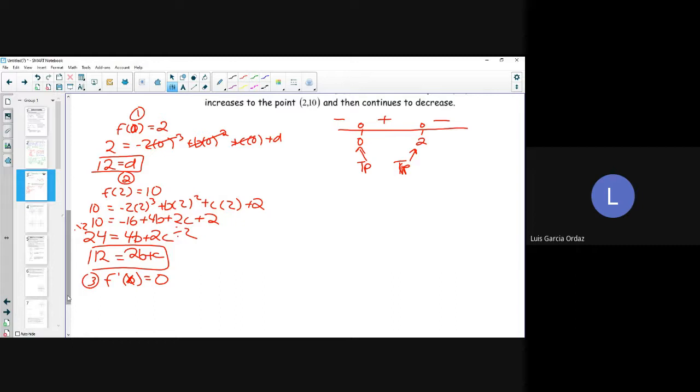So now I'm going to take the derivative of my original equation. The derivative of negative 2x cubed plus bx squared plus cx is negative 6x squared plus 2bx plus c.